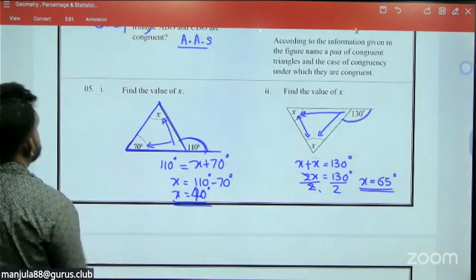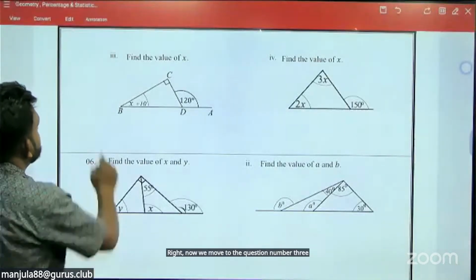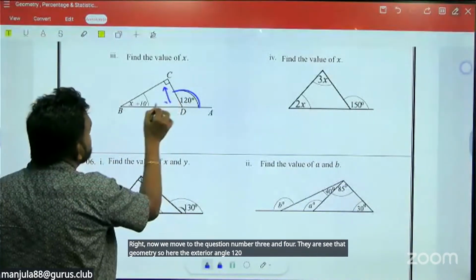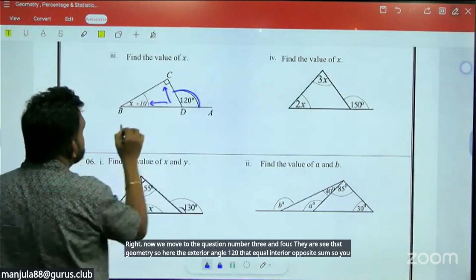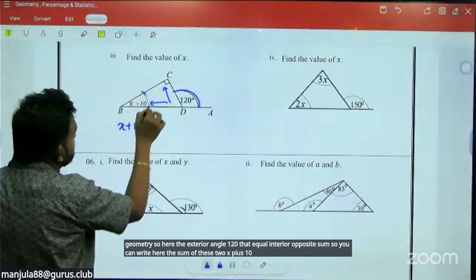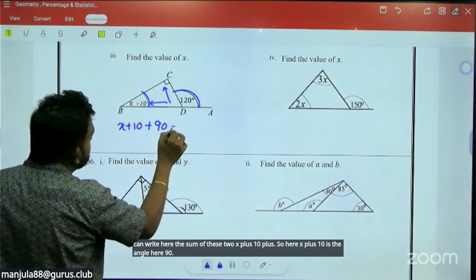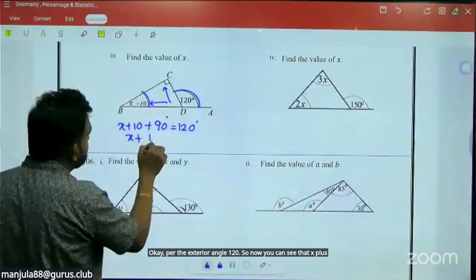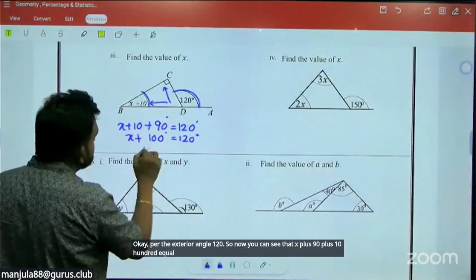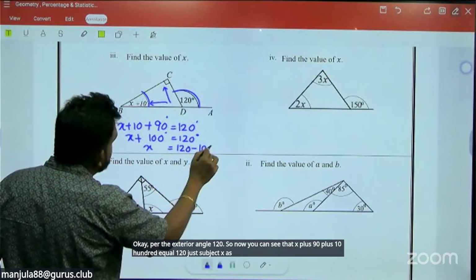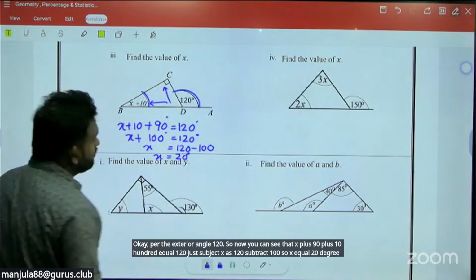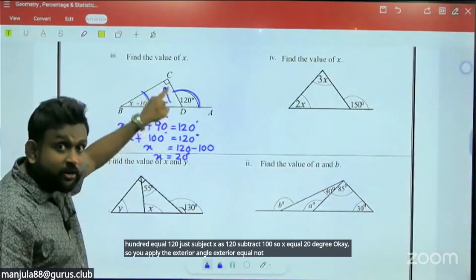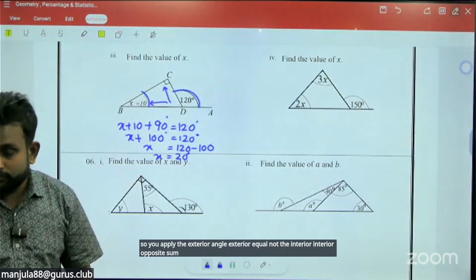Right, now we move to question number 3 and 4. See that geometry. So here the exterior angle 120 equals the sum of the interior opposite angles. So you can write the sum of these two: x plus 10 plus 90 equals the exterior angle 120. So x plus 90 plus 10, 100, equals 120. Subject x as 120 subtract 100. So x equals 20 degrees. So you applied the exterior angle theorem: the exterior equals the sum of the interior opposite angles. Okay, fine.